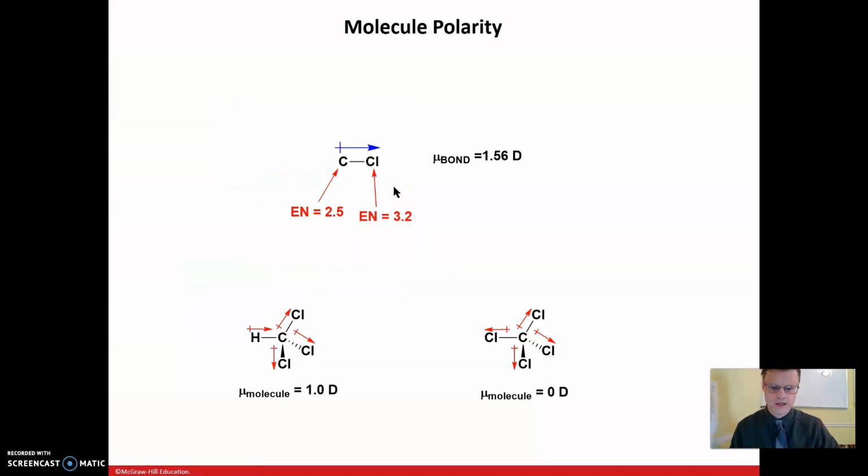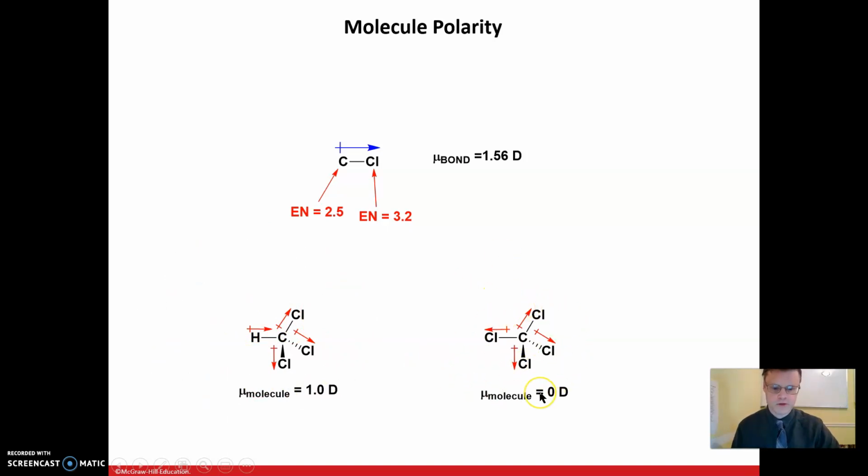Let me give you another example here. So here I've got a carbon-chlorine bond, okay, and it's a polar bond because chlorine is more electronegative than carbon. Now let's look at it in a couple molecules here. In this molecule, if we kind of look at the dipoles, they kind of cancel each other out maybe in some directions, but not in this direction. Okay, so we end up with a net polar molecule.